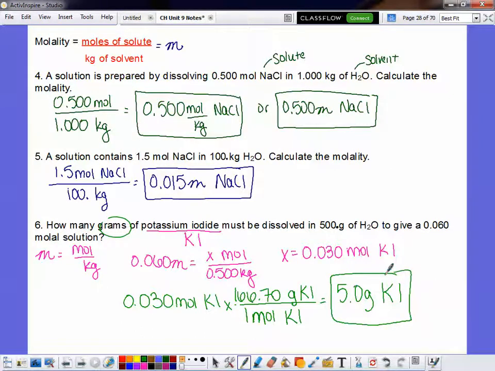So for the 500 grams of water, we would need only 5 grams of potassium iodide to give that 0.040 molal solution. All right, so that is molarity and molality. We're going to do one more thing in terms of calculating with solutions, but this is not a new type of concentration. It's more of when we want to change the concentration. I'm going to pause for just a second because I need to get something available.